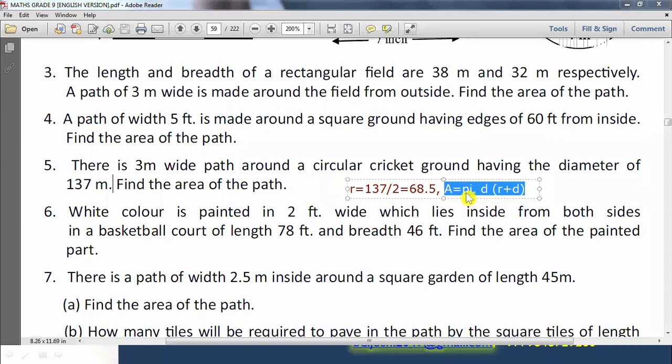Value of pi is 22/7. Value of d is 3 meter. And similarly, value of r is 68.5 meter. Use these details and complete the question. Okay, sir. So again, if any problem comes, you may ask me. Is there any problem in any other question up to question number 8?